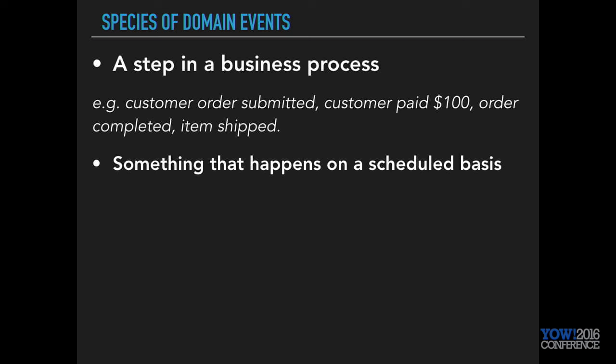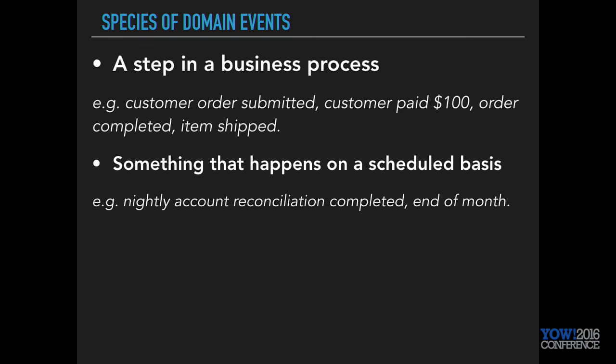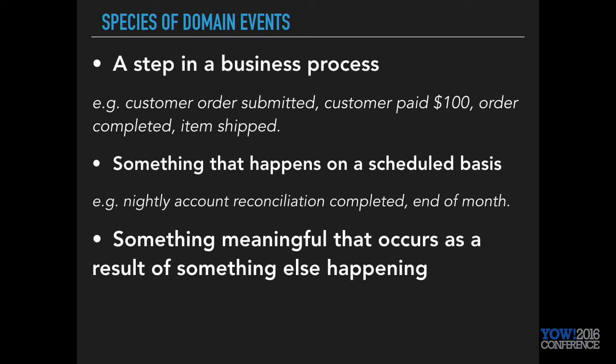Secondly, something that happens on a scheduled basis. So we talked about end of month or something like that. It might be nightly account reconciliation if you're working in a transactional kind of industry. So we have steps in a business process, we have things that happen on a regular scheduled basis. And then one of the interesting things about events is that events can actually trigger other events, right?